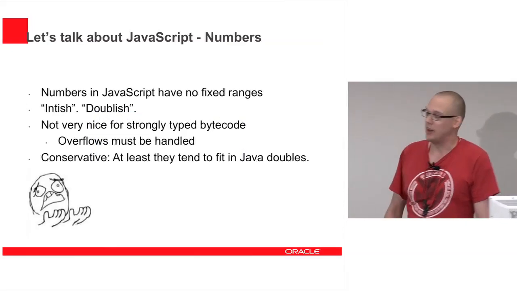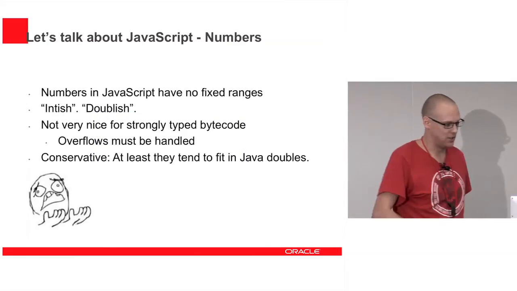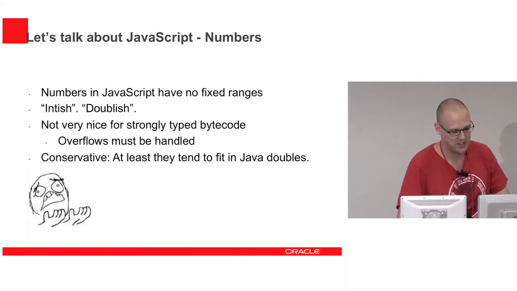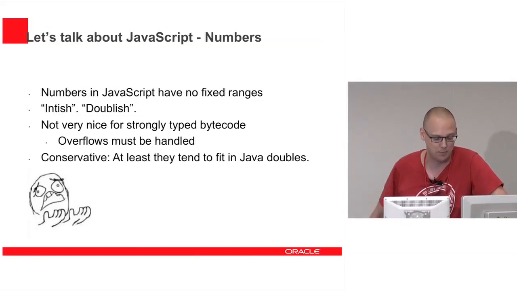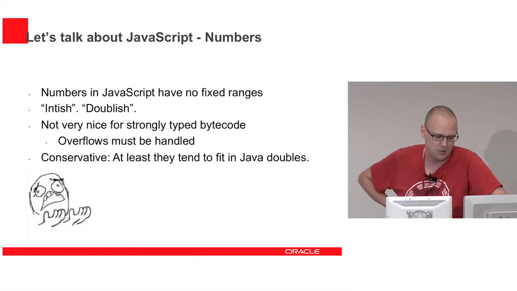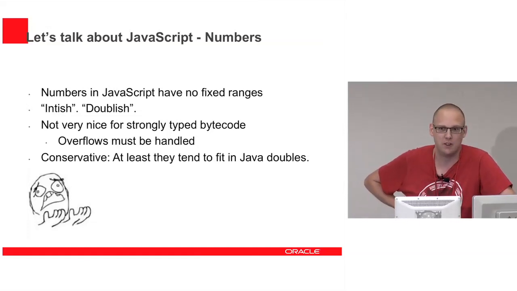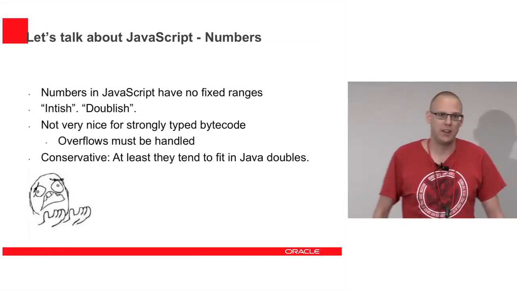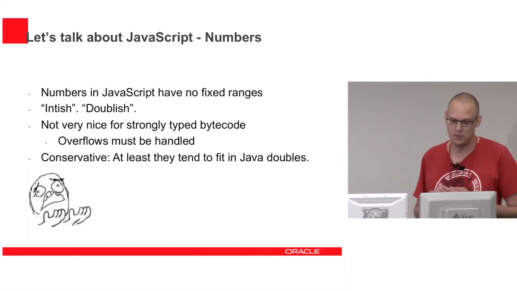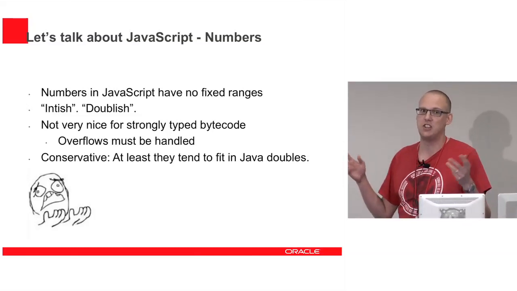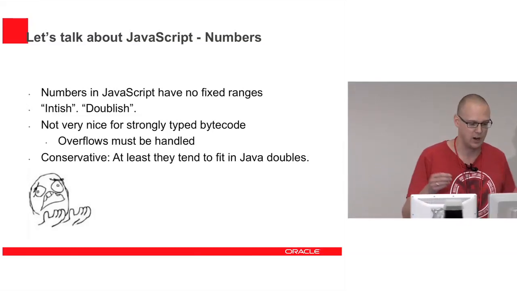So, for bytecode, numbers. Numbers in JavaScript have no fixed ranges. They are intish or doublish. There are long integers with many digits. Sometimes there's a decimal point in there. And this is really not very nice for strongly typed bytecodes with 4 number types. And if you want to represent them as an efficient type, like ints, which produce pretty good machine code in Hotspot, you still have to handle the overflow. So if you have 2 large ints and you do an addition, you still have to handle the overflow.